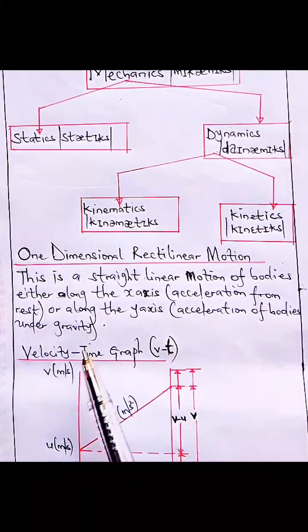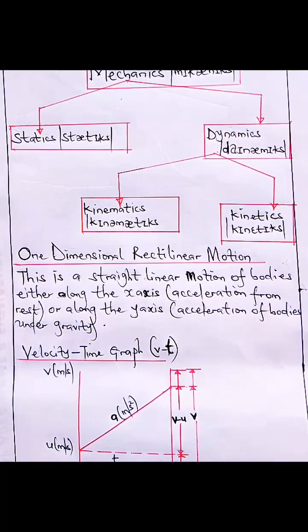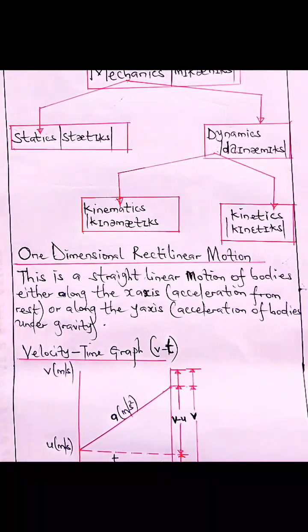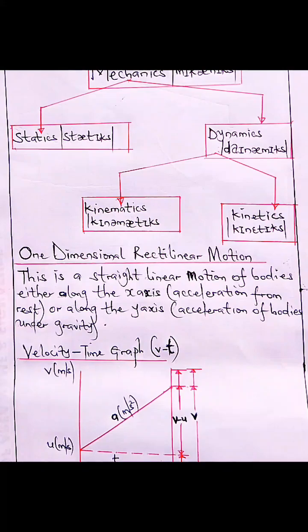Now, one dimensional means the body is moving in one dimension. Either the body is moving along the y-axis, which is for falling bodies or rising bodies, or the body is moving along the x-axis, which is for bodies just moving, acceleration of bodies from rest. For example, a car moving on the street, a bicycle rider, a motorcycle rider, all those kinds of motion are mainly motions along the x-axis. But objects that are falling or floating in the air or rising up are motions of bodies along the y-axis. So today we're going to be using the velocity-time graph to shed more light on this.